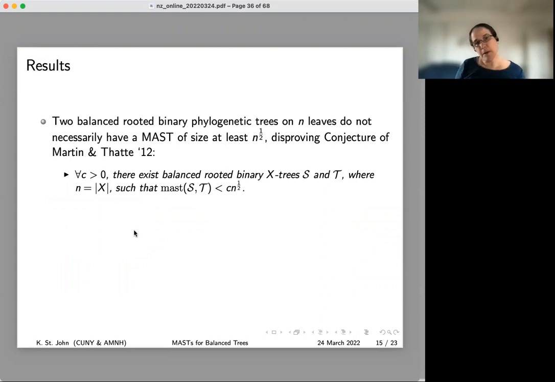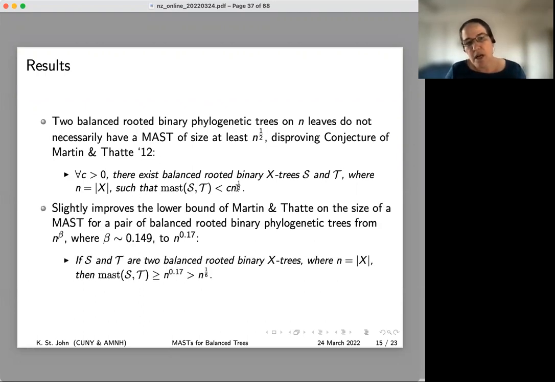So the results that we came up with were, if I give 2 balanced rooted binary phylogenetic trees on n leaves, they do not necessarily have a MAST of size at least square root of n. So this actually disproves the conjecture of Martin and Thatte. And here it's written formally. For every C, there exist balanced rooted binary trees S and T, where n equals the number of leaves, and the MAST is smaller than C times n to the 1/2.